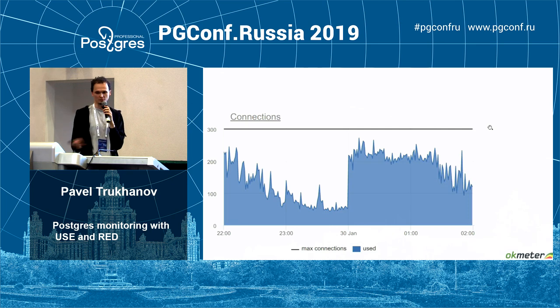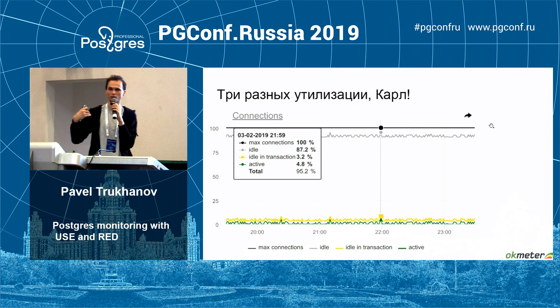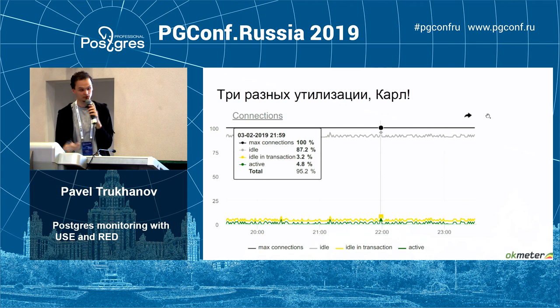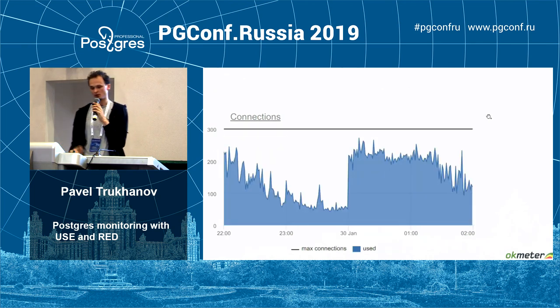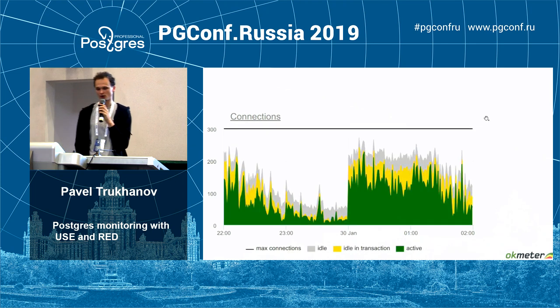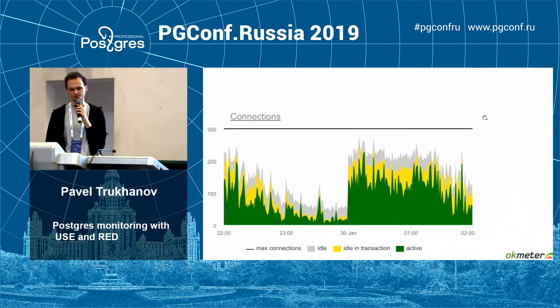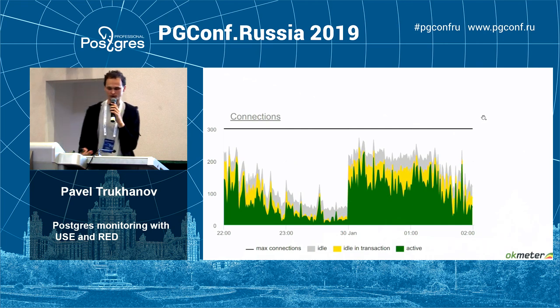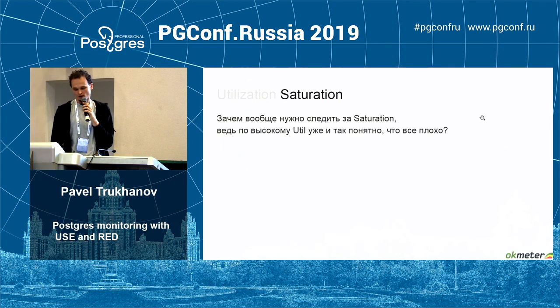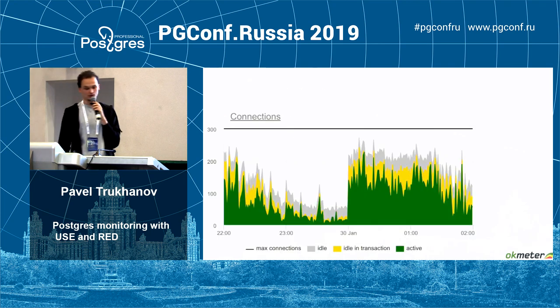But now let's come back to the previous example where we thought that everything was fine. The useful work is done by the active connections, 5% of all connections. But the utilization is 95%. We think that the current situation is better, but let's go inside and see.